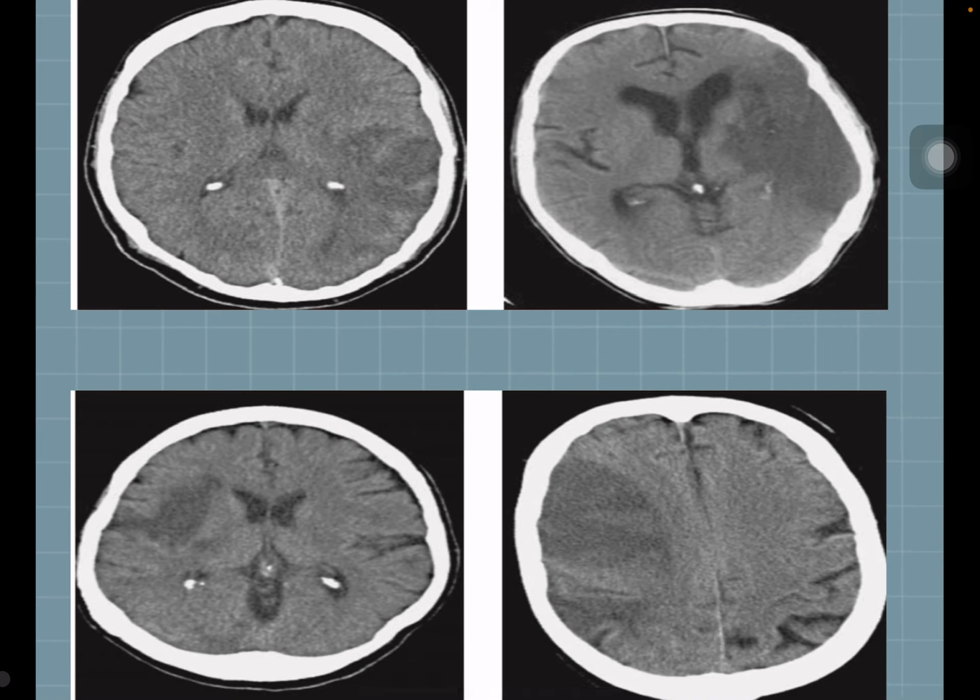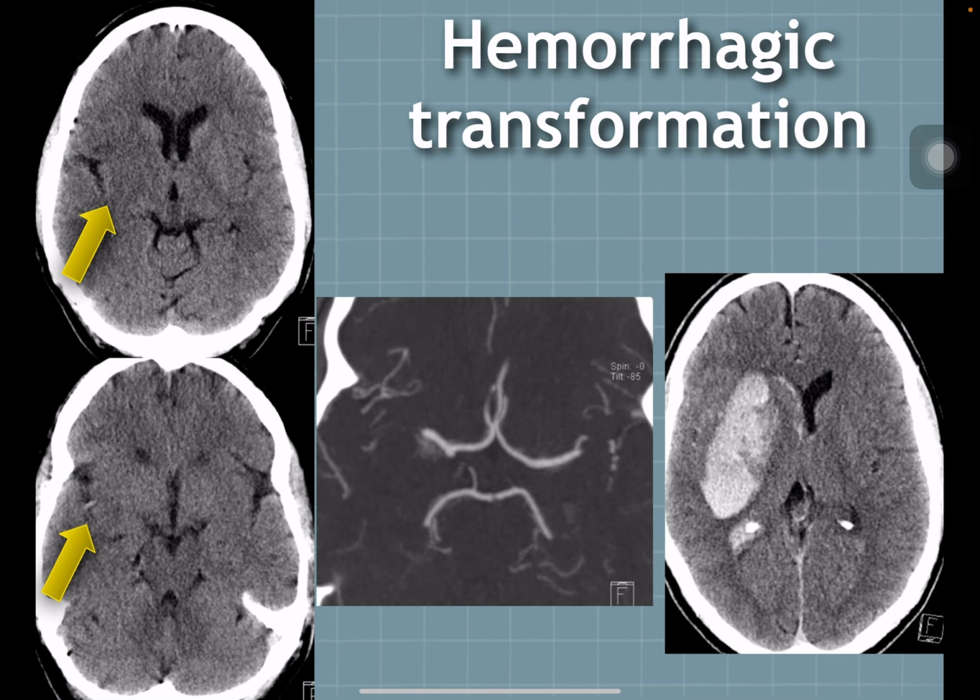Here there is a large area of hypodensity within this top image. This is the MCA vascular territory hypodensity due to the cytotoxic edema. So next, hemorrhagic transformation is seen in 50% of cases. It is usually seen in the first 4 days, rarely in the first 6 hours.